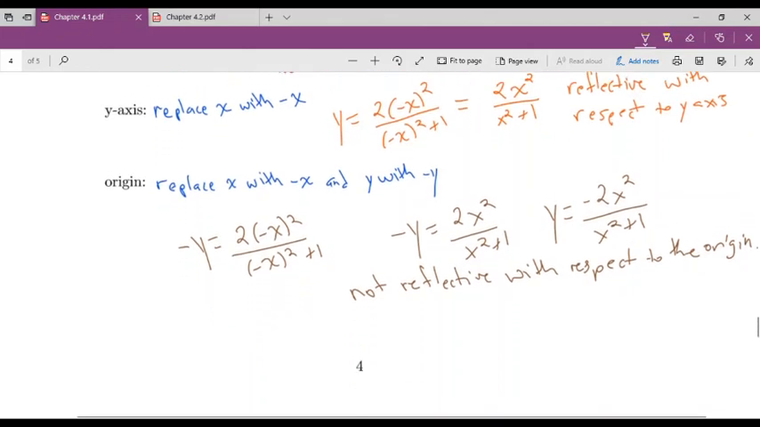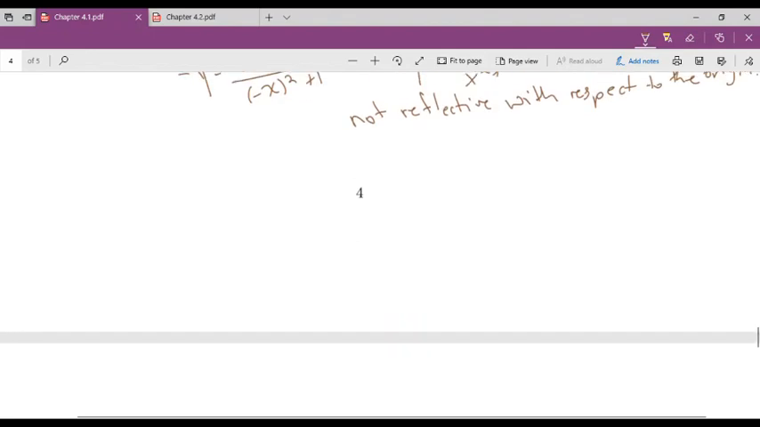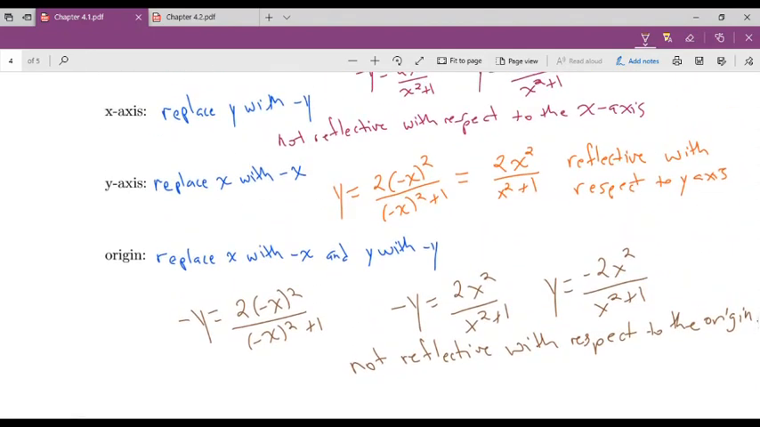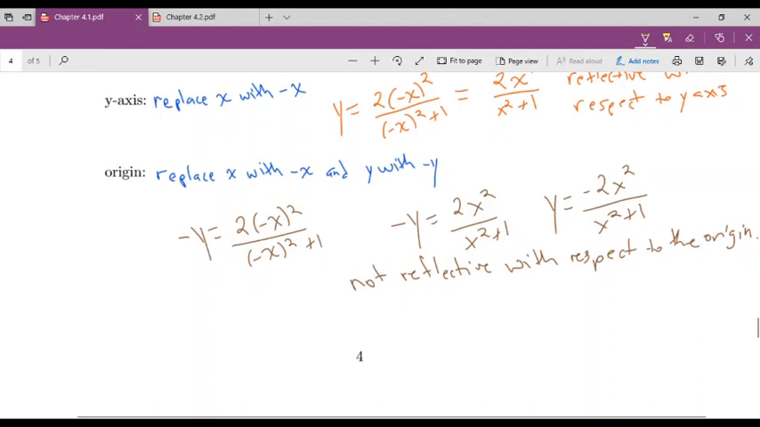Alright, so let's do the next set of examples. And what you really need to remember with this, just so I reiterate it, is what's written in blue. For the x-axis, you're going to replace y with negative y. For the y-axis, replace x with negative x. For the origin, you replace both with negatives.